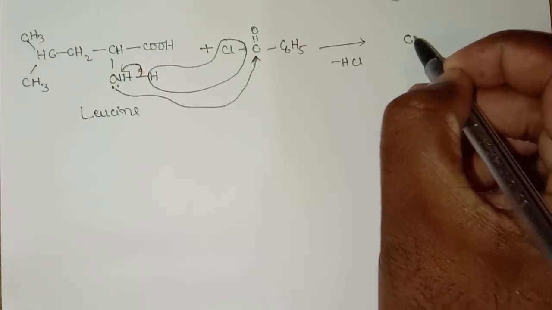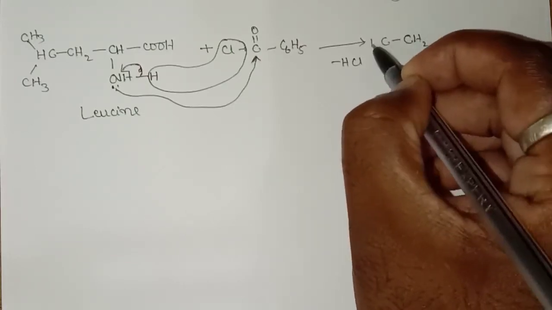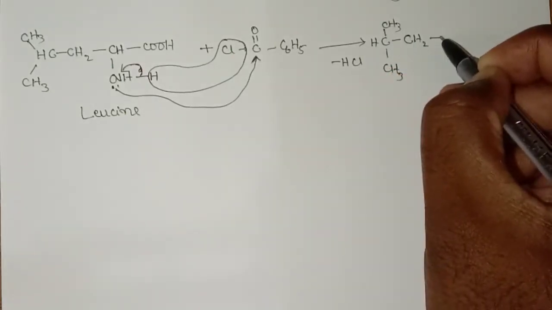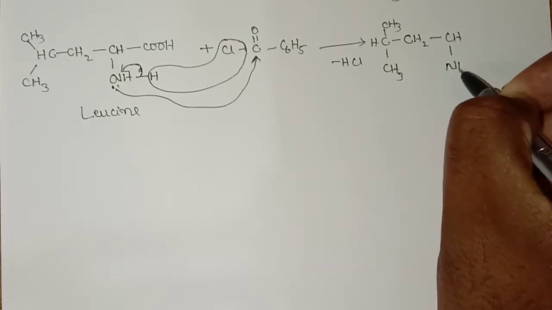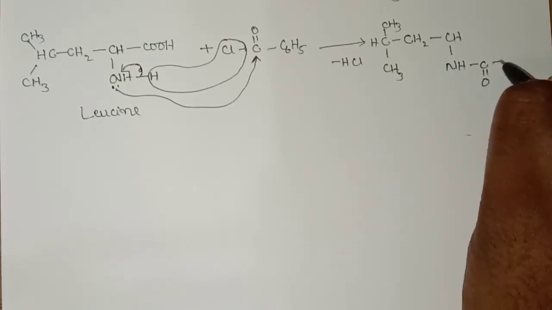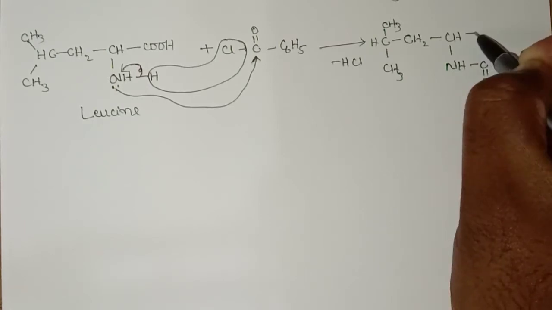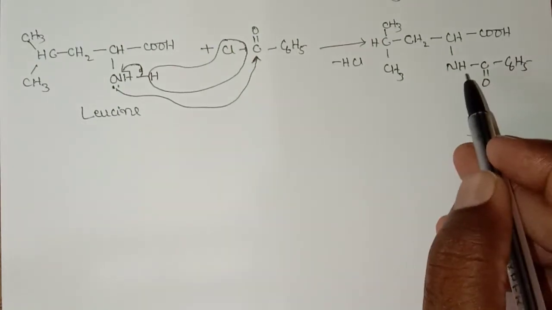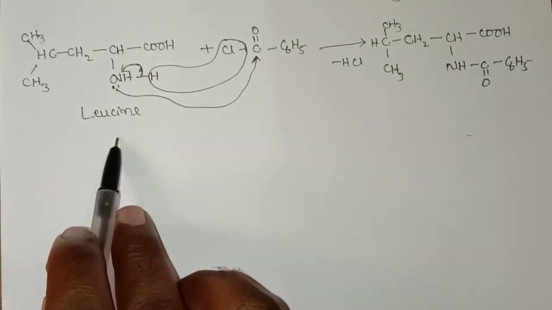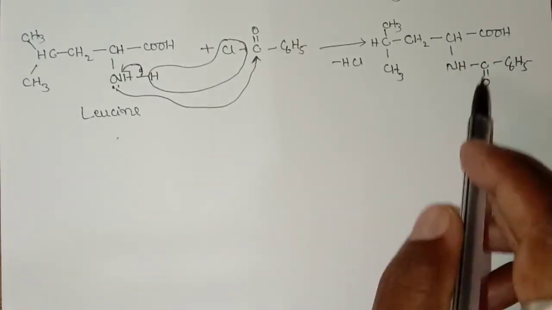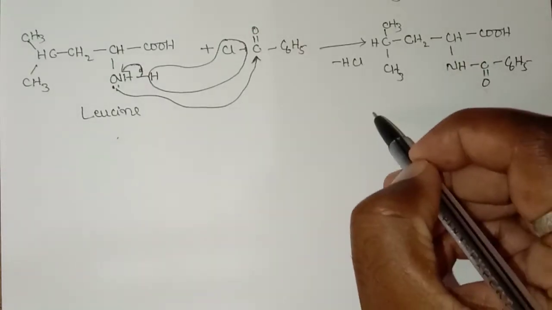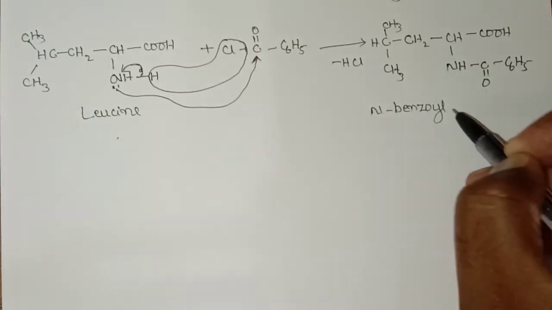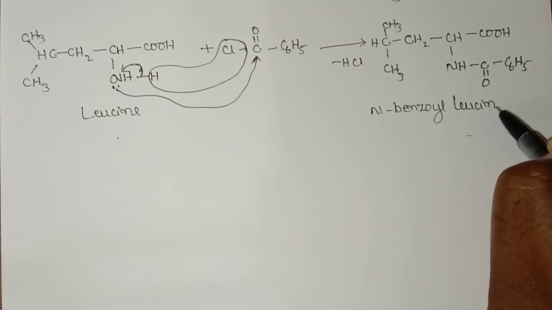So the resulting material will be CH2, CH, CH3, CH3, CH, NH, C double bond O, C6H5, and here there will be COOH. This is the material we are going to get, and this is the derivative of the amino acid leucine, wherein at the nitrogen atom we are having the benzoyl group. So the name of the material is N-benzoyl. The amino acid is leucine. That's the name of the material.